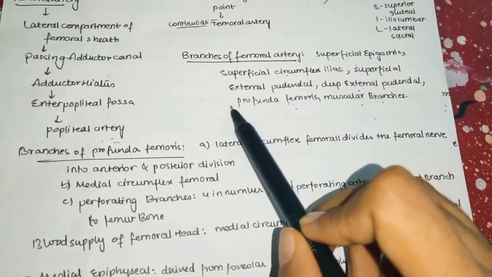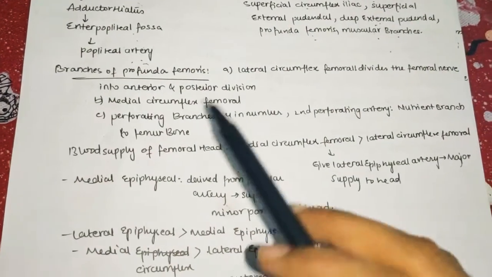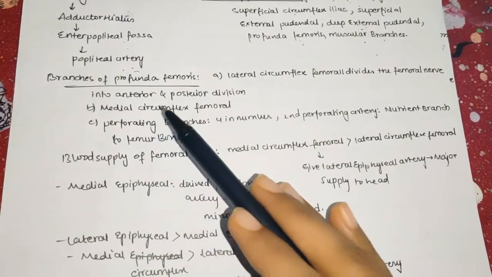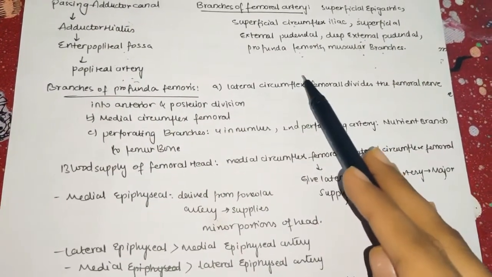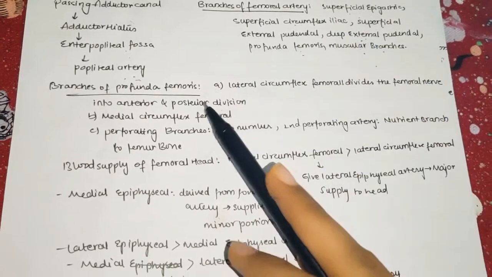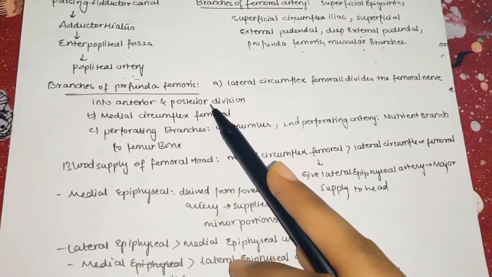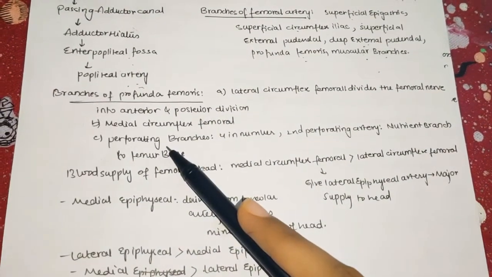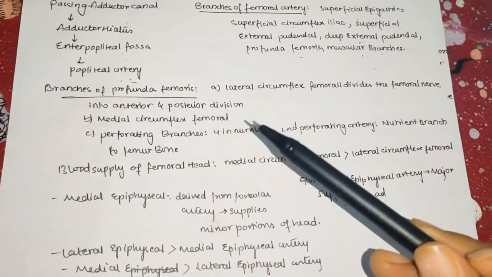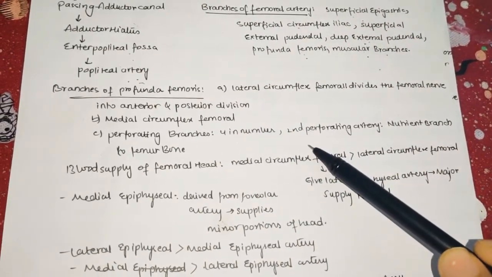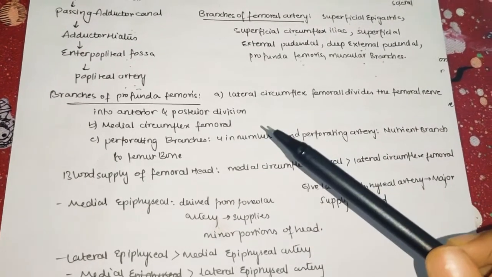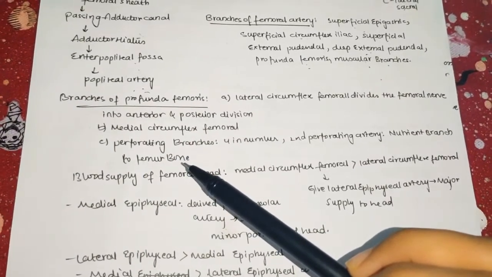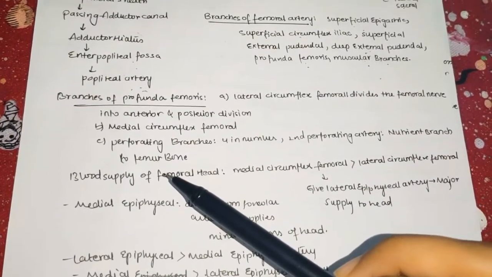This profunda femoris in turn will give 3 branches, that is the lateral circumflex femoral, medial circumflex femoral, and perforating branches. The lateral circumflex femoral divides the femoral nerve into anterior and posterior division. We have already discussed this when covering the femoral nerve. Next, coming to the medial circumflex femoral, and the third one is the perforating branch. There are 4 perforating branches, but among them the second perforating artery is a nutrient branch, passing to the nutrient foramen and supplying the femur bone. So these are the 3 branches coming from the profunda femoris artery.